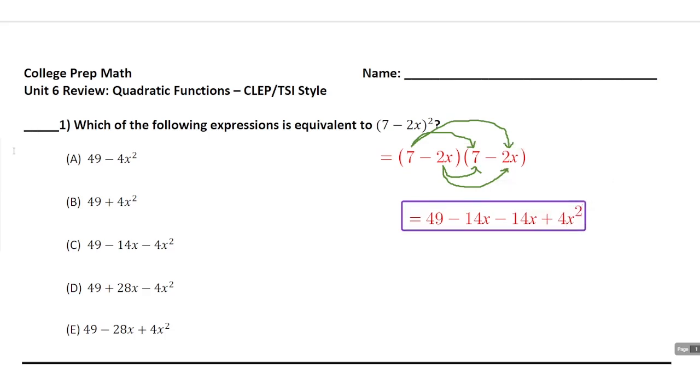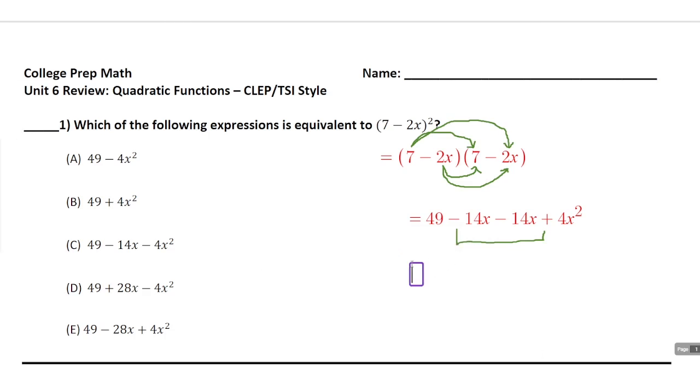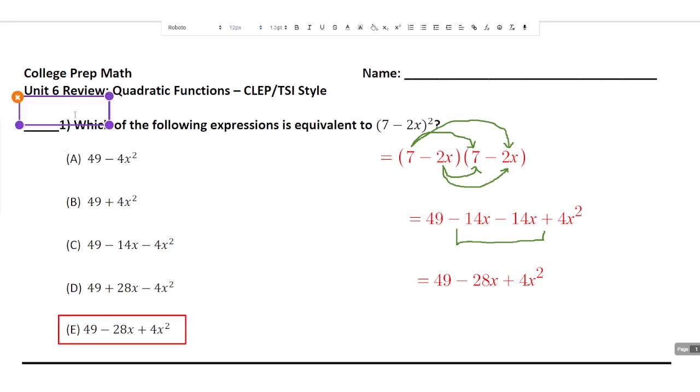So now we need to combine our like terms. We've got negative 14x minus 14x. Those will combine to give us negative 28x. And here we have our final answer, 49 minus 28x plus 4x squared. And if we're looking at our answer choices over here, make sure that we can actually find it. It looks like it's going to be choice E. So yeah, that's going to be our answer here.